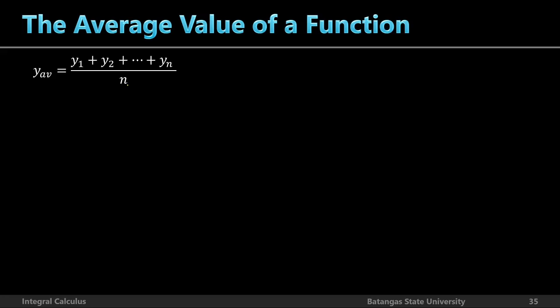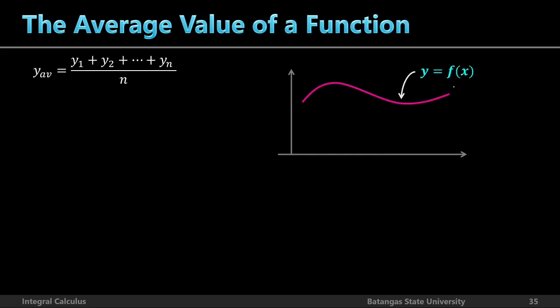Kung ilan yung number na inadd natin, di ba? So that is the average value of all these numbers. How about if we want to get the average value of a function? For example, once again, we are given the function y equals f of x whose graph in the interval a to b looks like this. How do we get its average value?